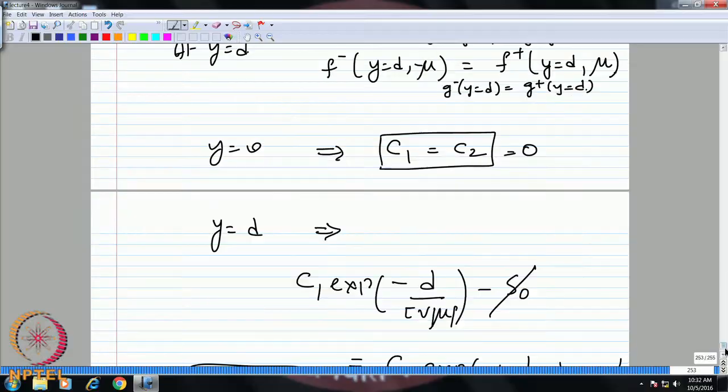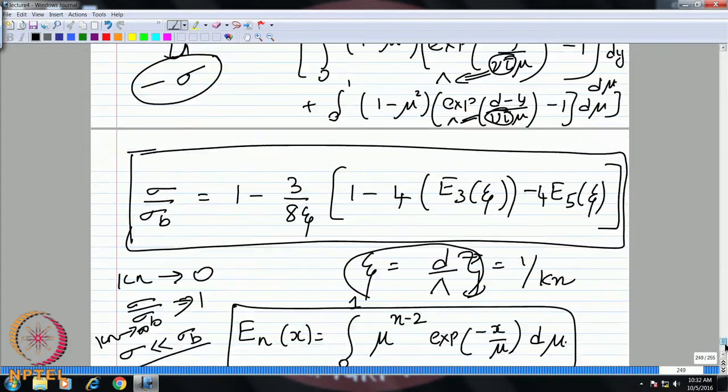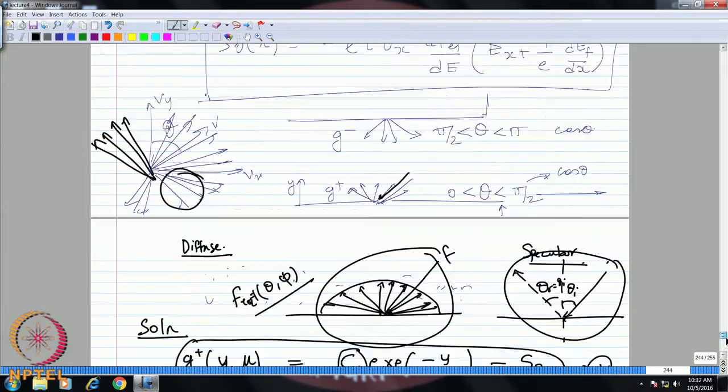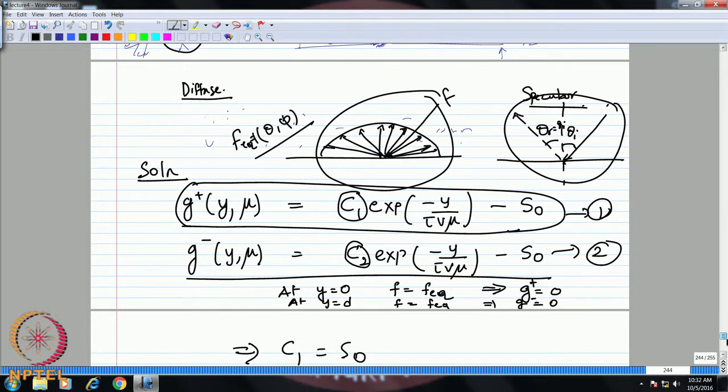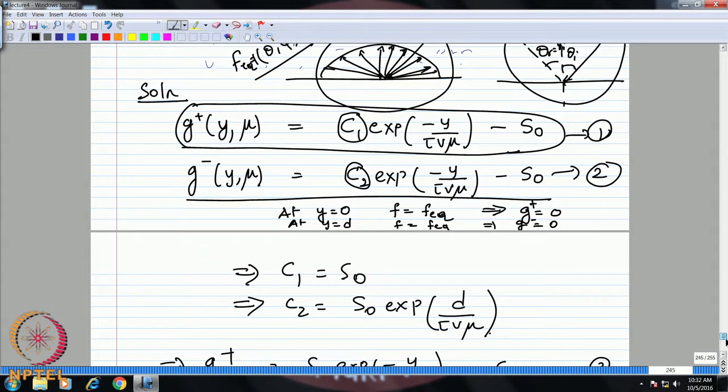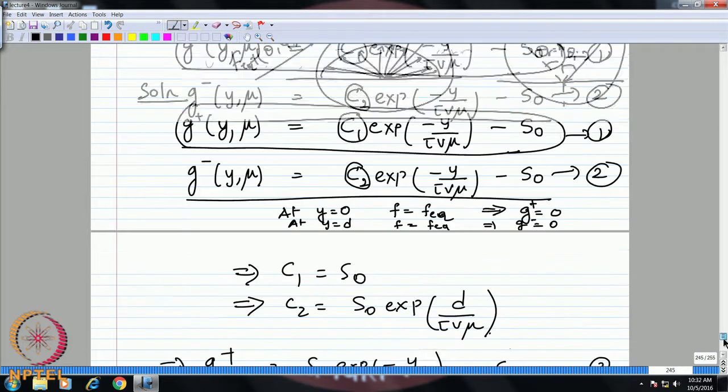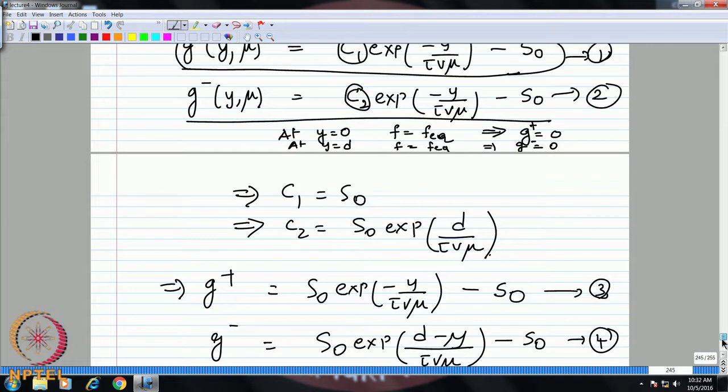Okay, your f is equal to f equilibrium. Okay, please go back and see what we have done yesterday. Okay, this is the condition we gave for diffuse. So, the constant C2 turns out to be that.